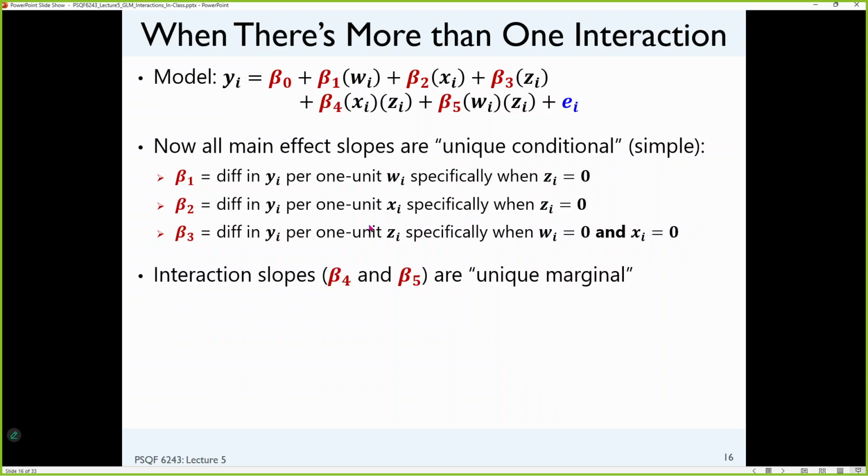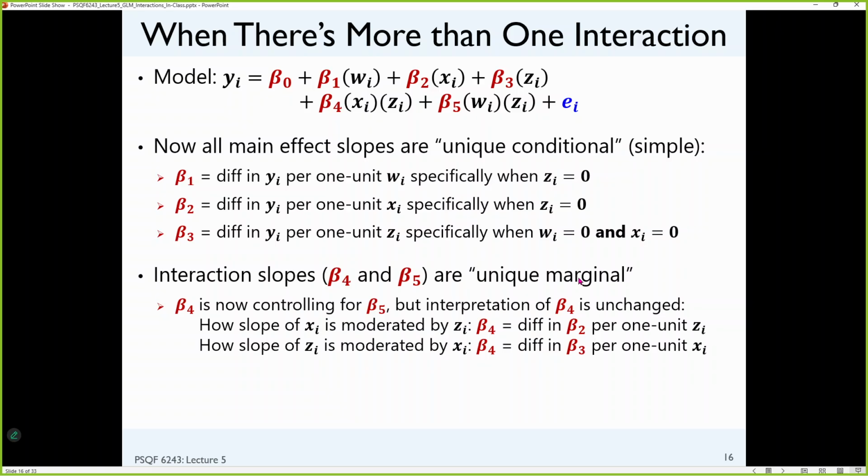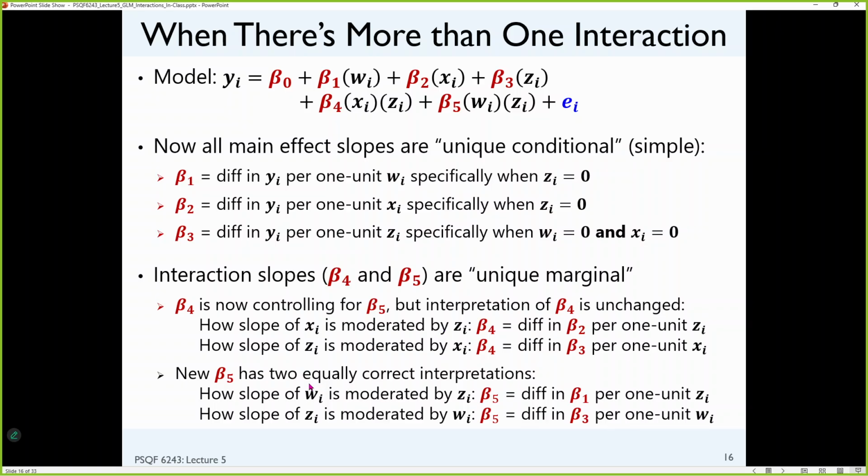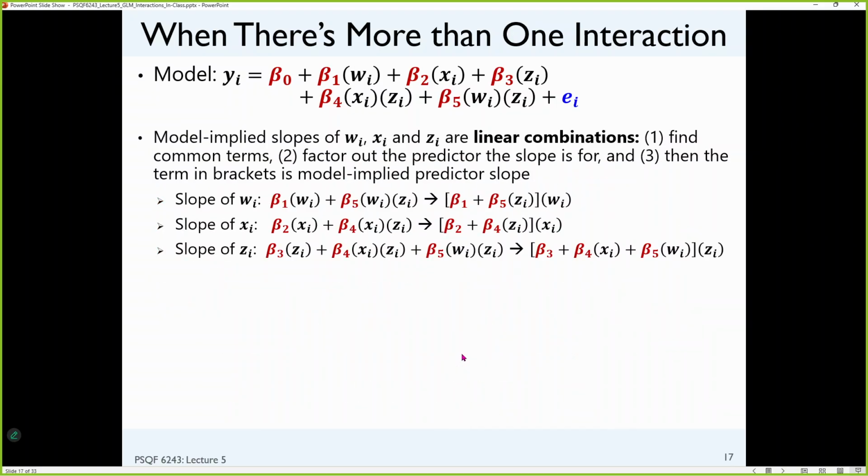But the interaction slopes here, we would use the label unique marginal because they do not get moderated by anything else. So we can talk about beta 4 either way correctly. It is how X is moderated by Z or how Z is moderated by X. And beta 5 is the same way. We can talk about how W is moderated by Z or how Z is moderated by W. Either one of those things is correct.